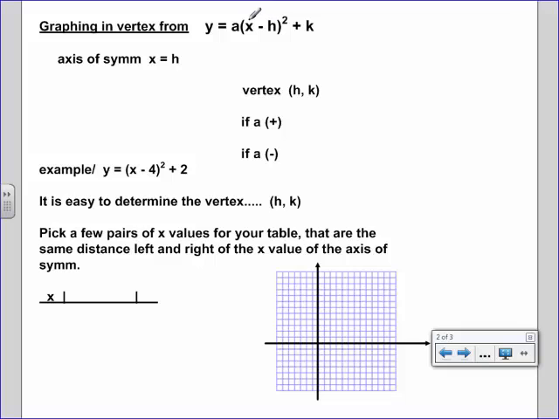If you're given this in standard form here, or excuse me, vertex form, the vertex is simply the h and k values. And of course, as we said before, the x value of a vertex is the same as the axis of symmetry. Now, this a can just be a number, whether fraction or integer. If a is positive, the parabola will always be an upward parabola. And if a is negative, it will be a downward parabola.